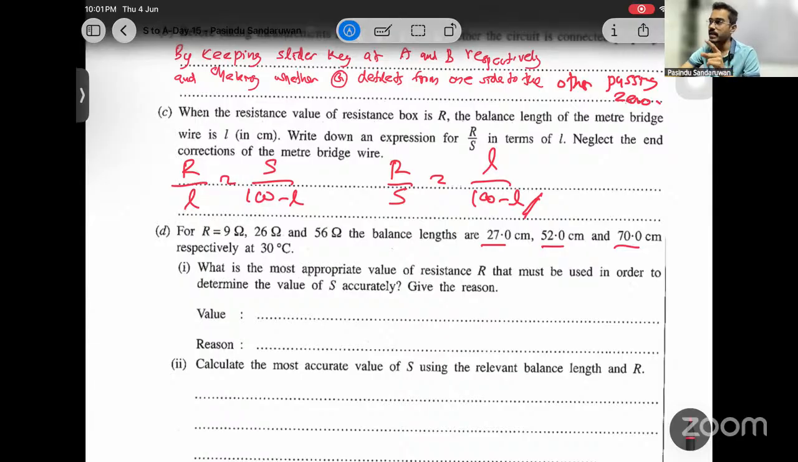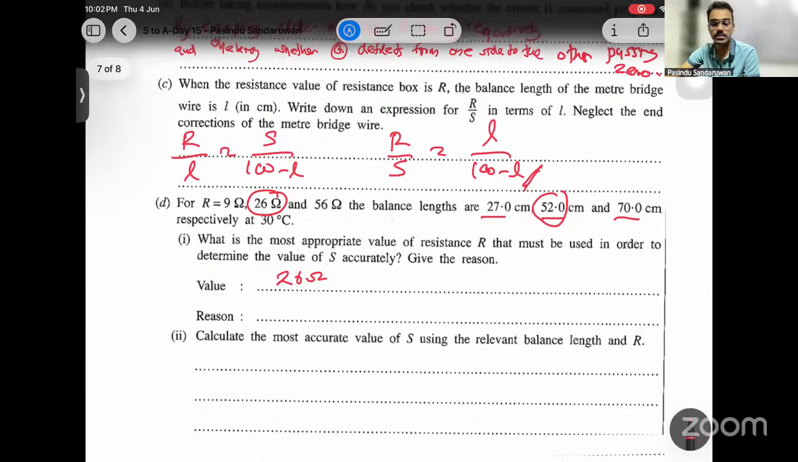If the balance point is biased to one direction, to the lower side or the higher side, then percentage errors are higher. So the balance length 52 corresponds to R equal to 26, and we'll go with 26. The value is 26 ohms. The reason is about percentage error; you have to explain it using percentage error.